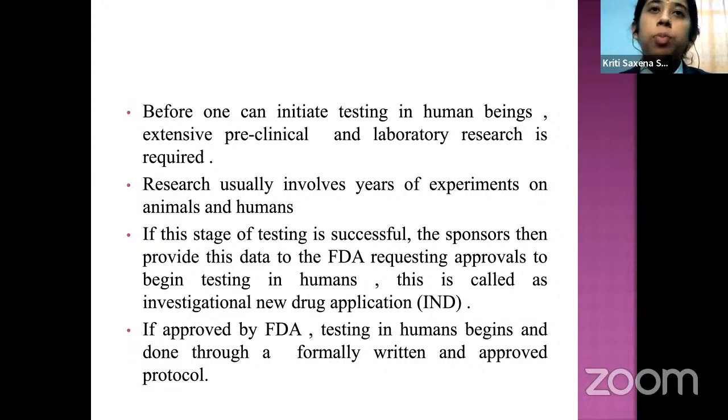Before a sponsor can initiate testing in human beings, extensive preclinical and laboratory research is required because you can't test any drug intervention or molecule in human subjects just like that. You have to be very, very efficient and very, very promising in preclinical and laboratory tests. Then only you can go for the human trials. This research involves a number of years and experiments on humans and animals both. If the animal stage of the trial is successful, then only the FDA is requested for the IND, and if they approve you for the IND, then only you can continue your trials in human subjects.